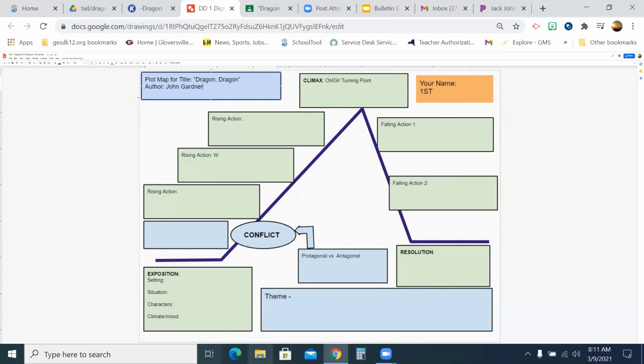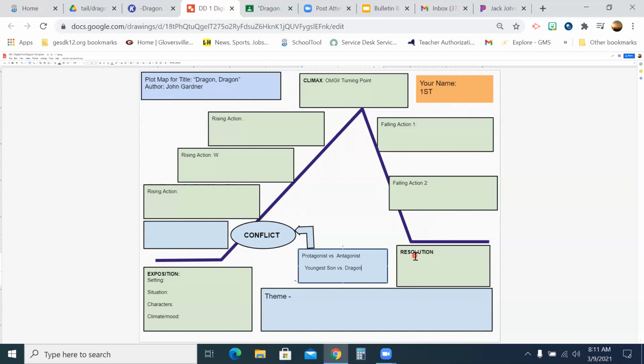I think in this story it's easier to figure out who the antagonist is, like who's the bad guy in the story? The dragon. The dragon. And who's the protagonist? The good guy. The youngest sibling. Yeah, the youngest son. Look on my copy, John Gardner. I wrote it already. Youngest son versus the dragon.